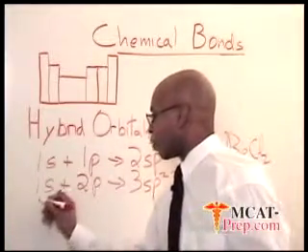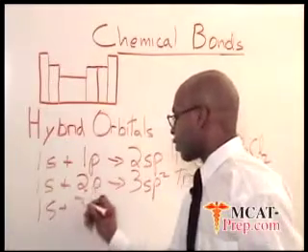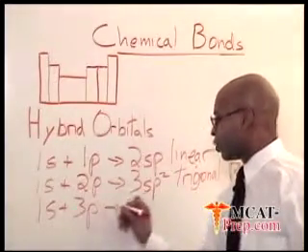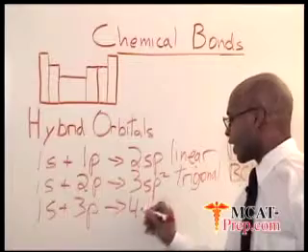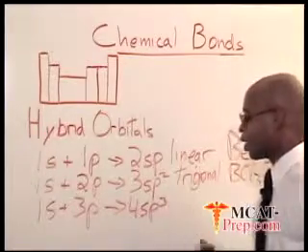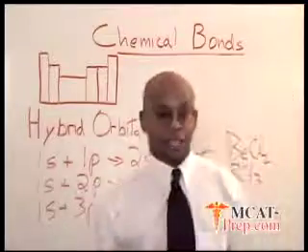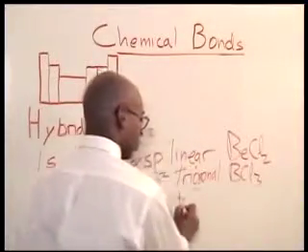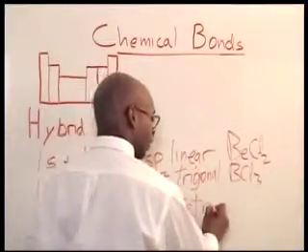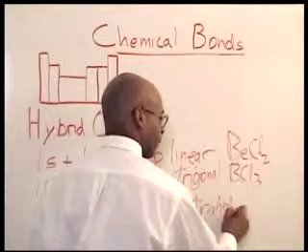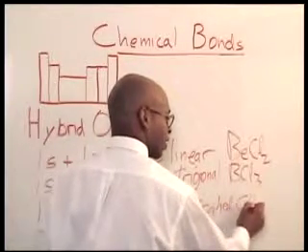And when you have 1s plus 3p, you get 4 sp3 hybrids. And this shape, of course, is the tetrahedron. So this would be a tetrahedron, and we saw the example of that, which is CH4.